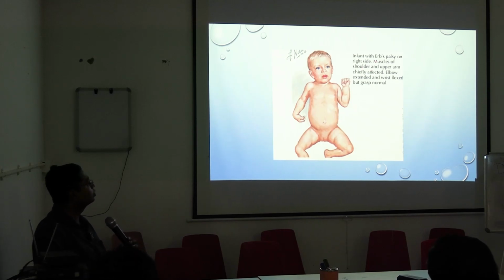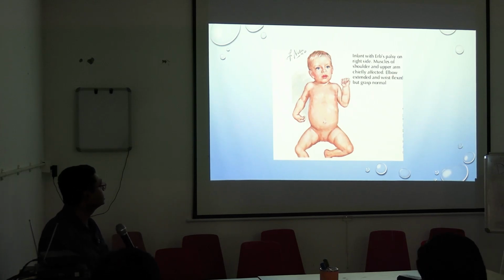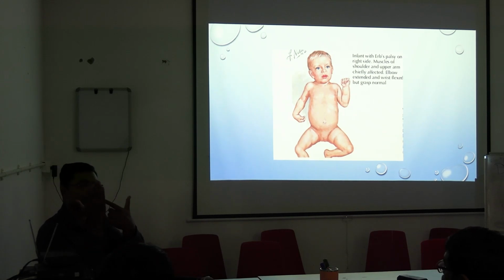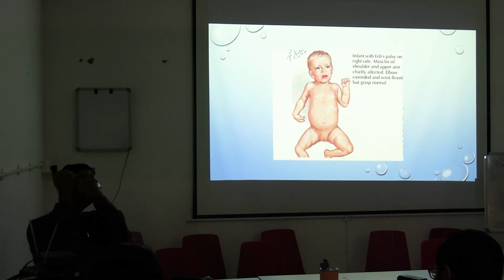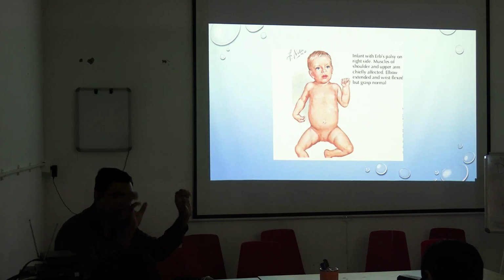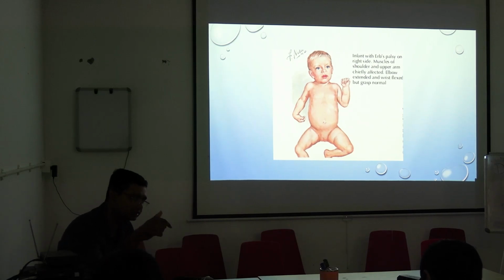So muscles of the shoulder and upper arm are chiefly affected, elbow extended and wrist flexed but grasp normal. That grasp reflex টা present দুই হাতে, right? What is grasp reflex? You touch the ulnar side of the hand, then the baby will grasp the hand. There can be palmar grasp, there can be plantar grasp. পায়ে করলেও বাচ্চারা ওরকমই করে.